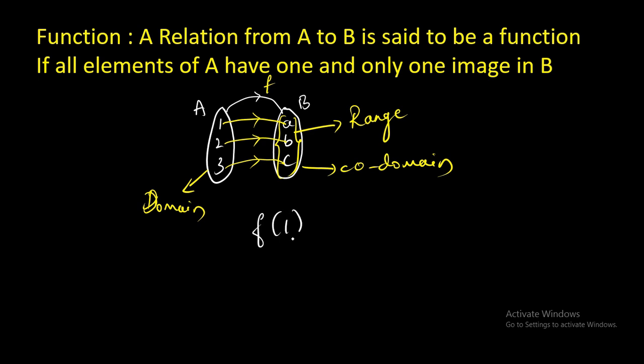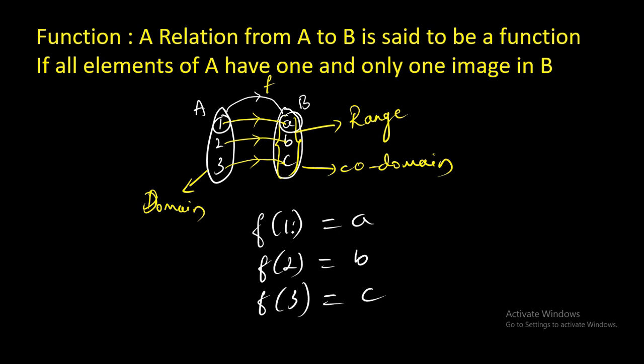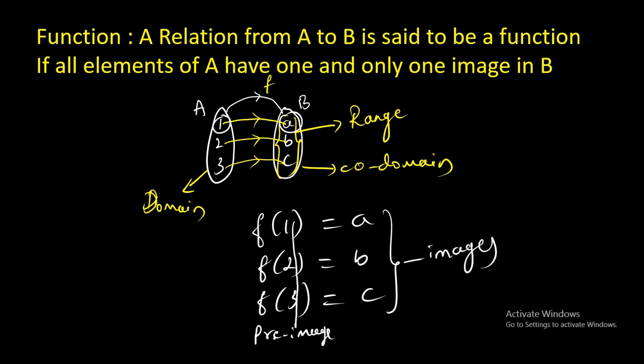F of 1 is equal to A, means 1 is related to A, that we can write as f of 1 is equal to A. Next, f of 2 is equal to what? 2 is related to B, so f of 2 is B. F of 3 is related to C. So, all these elements 1, 2, 3 are called as pre-image, and all these elements A, B, C are called as images.